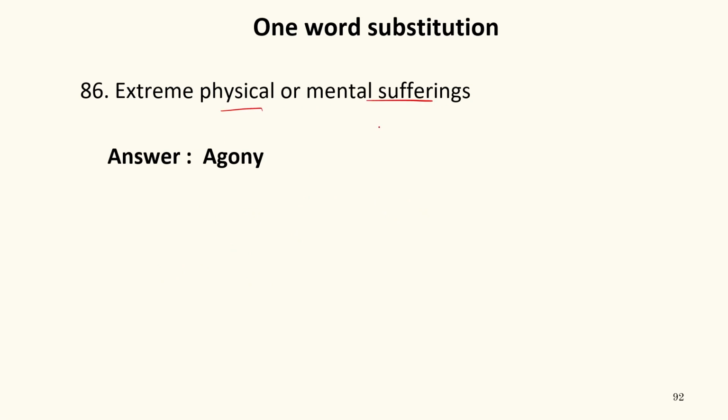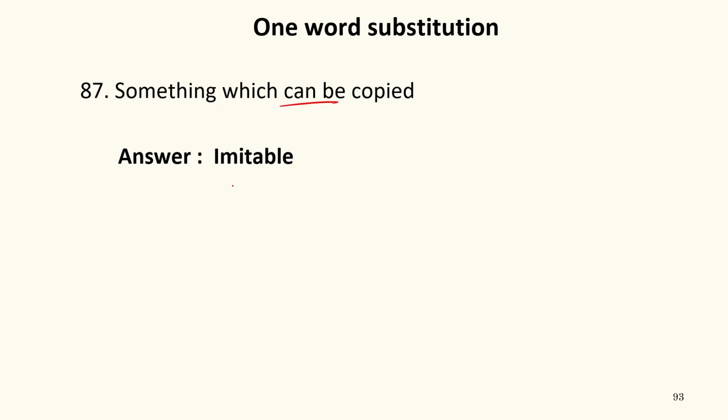Extreme physical or mental suffering is called agony. Something which can be copied is called imitable, and something which cannot be copied is called inimitable. That can be copied is imitable, and if I add in as a prefix to it, it becomes inimitable. It means it cannot be copied.